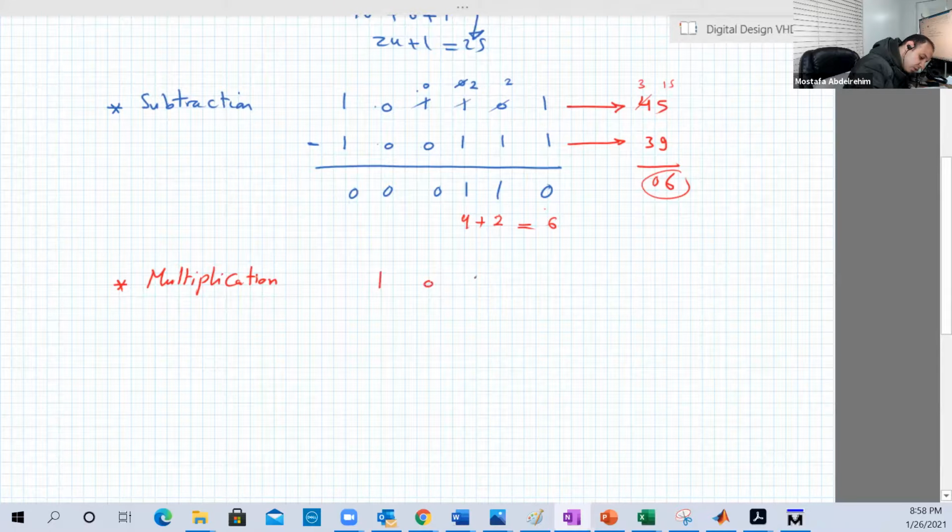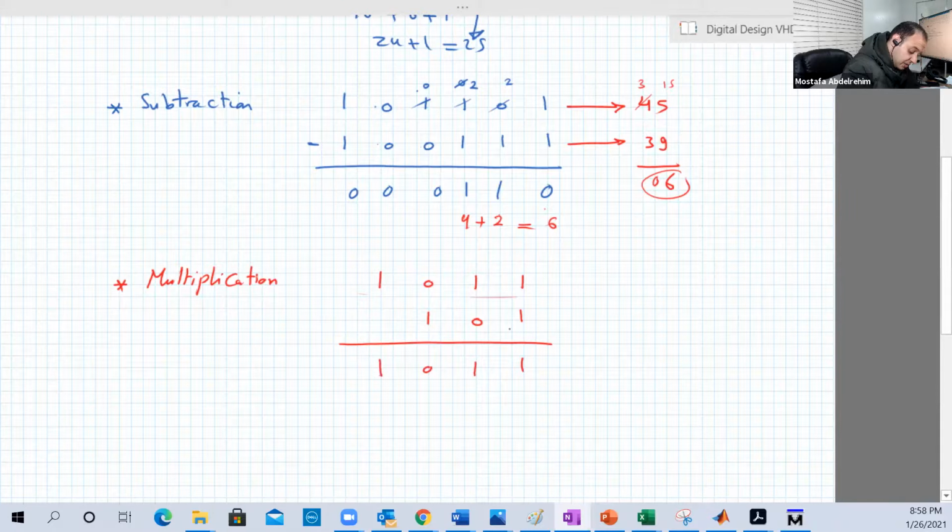Let's do 1 0 1 1 by 1 0 1. First you multiply 1 by all those digits, so you get the same thing, 1 0 1 1. Then you shift by 1 bit and multiply 0 by all those, so you get just 4 zeros, which is the beauty of multiplying binary numbers. Then you shift another bit, and multiply this one by all the 4 bits, so you get again the same number, 1 0 1 1.